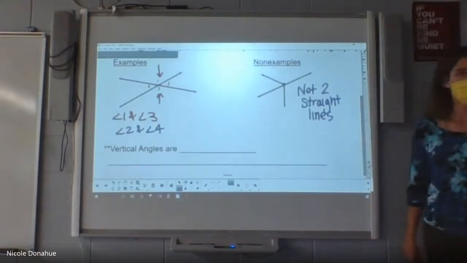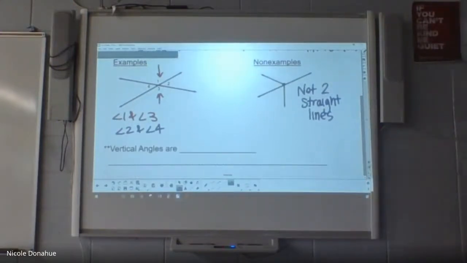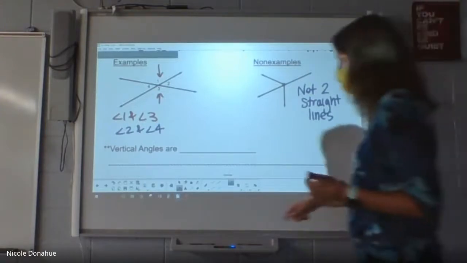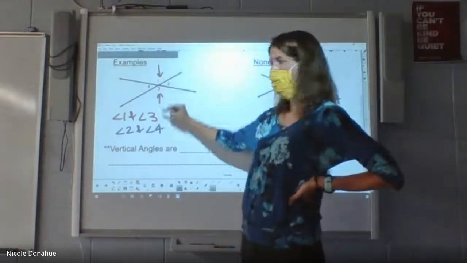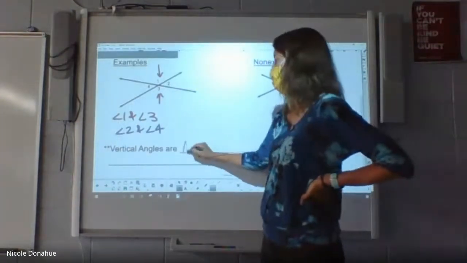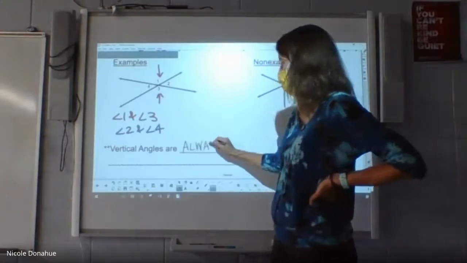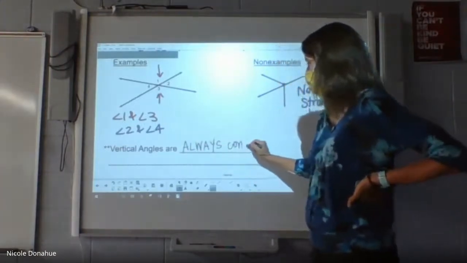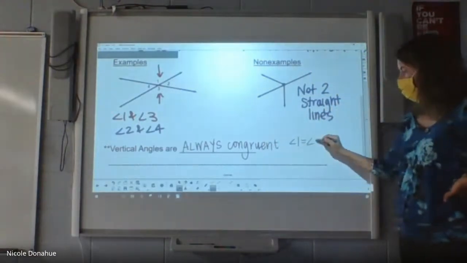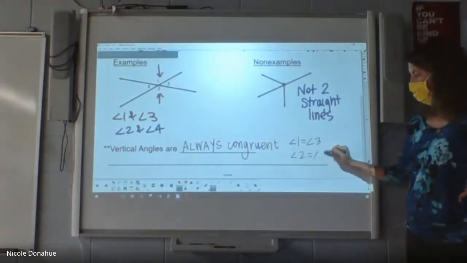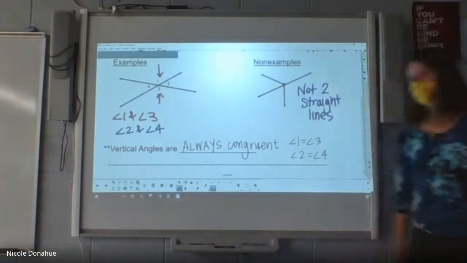All right, and so here's the big important piece of why vertical angles are so helpful, or so interesting, in geometry: vertical angles are always congruent. So they're always going to be exactly the same size as one another. So angle 1 will equal angle 3, and angle 2 will equal angle 4. So they're always going to be congruent.